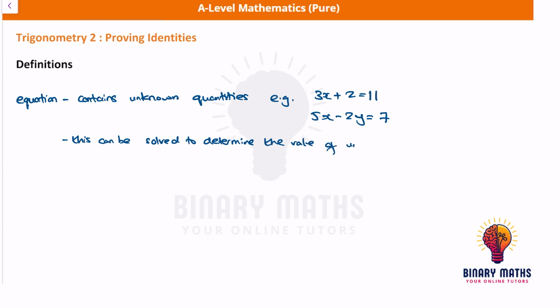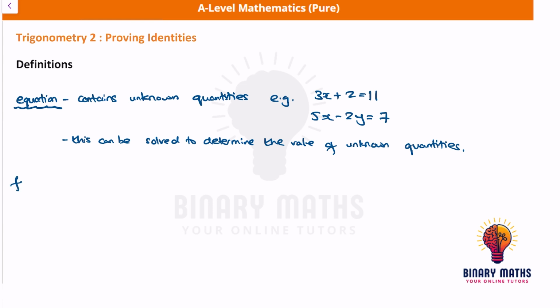of unknown quantities. So for the first equation there, 3x plus 2, we can rearrange and solve it. For the second equation, we need another set of equations. So we need another equation because there's two unknowns to solve it. So that's what an equation is.